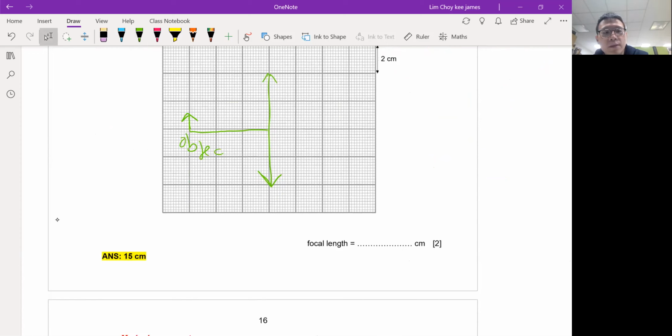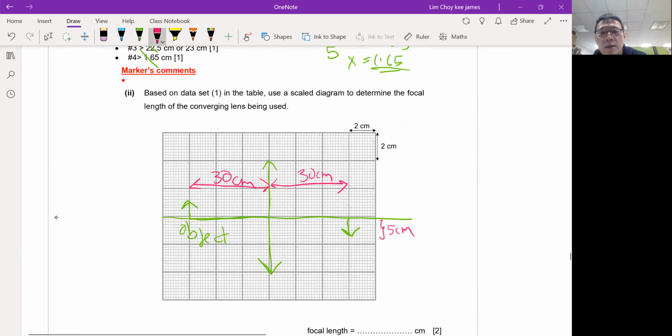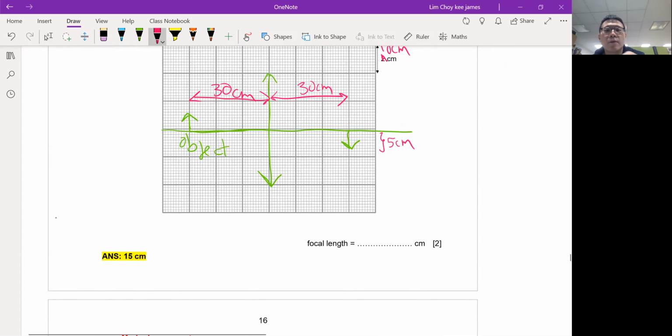This would be my principal axis. Image is 30 cm. Based on the question, height here would be 5 cm. Oh yeah, sorry, I forgot to amend the question. This scale is 10 cm and 10 cm. So same thing, ray diagram.